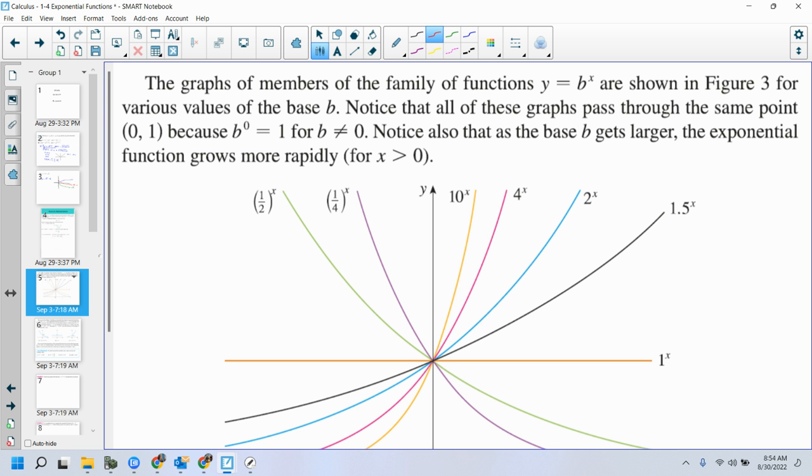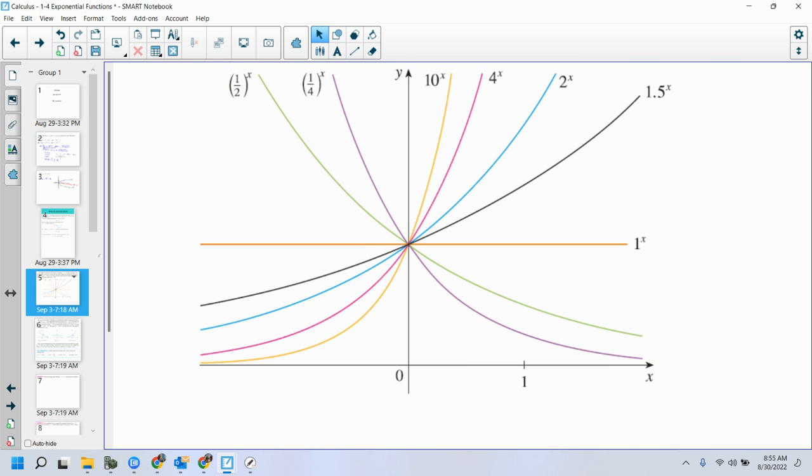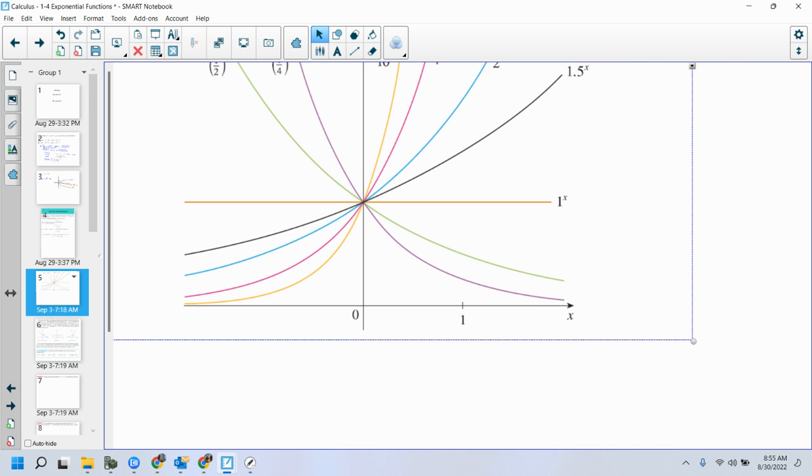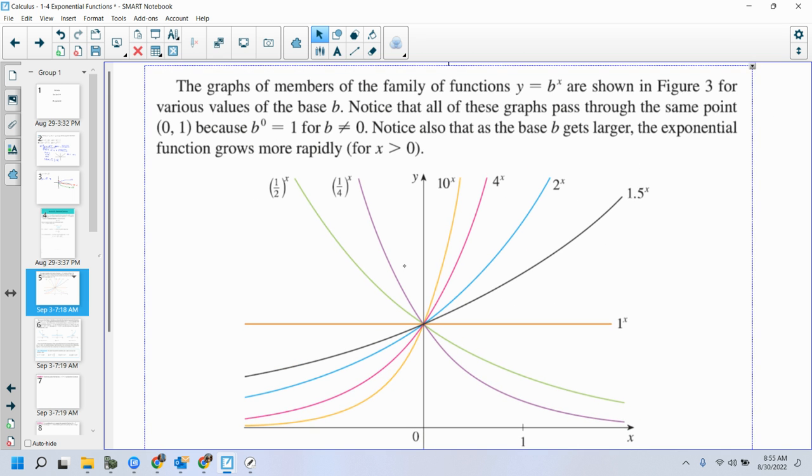The graphs of members of the family of functions y is equal to b to the x are shown down there for various values of my base. Notice that I am changing the base. Can I make this a little bit smaller so we can all see it on one page? There we go. That's a little bit better. So all I'm doing here is changing the base of the function.